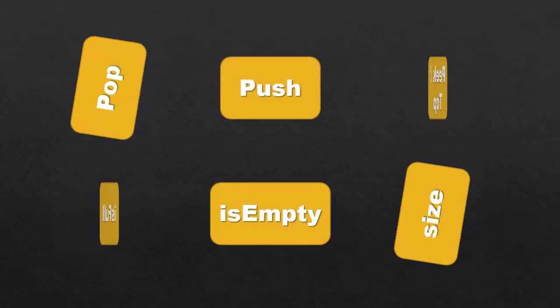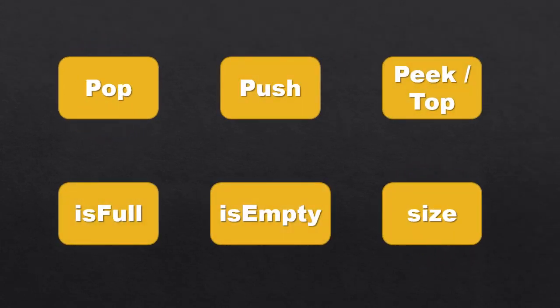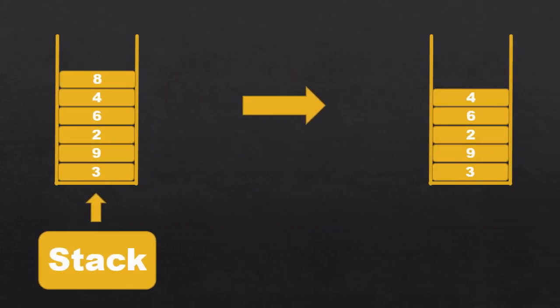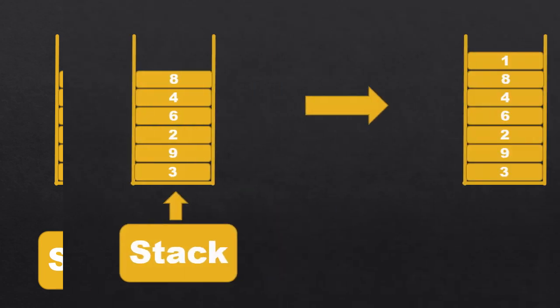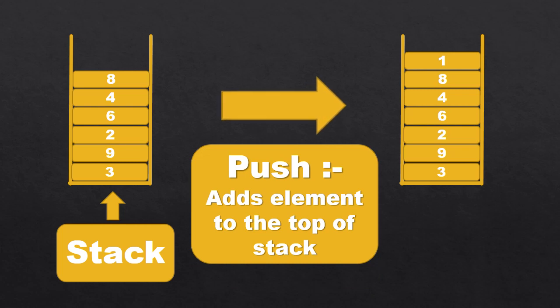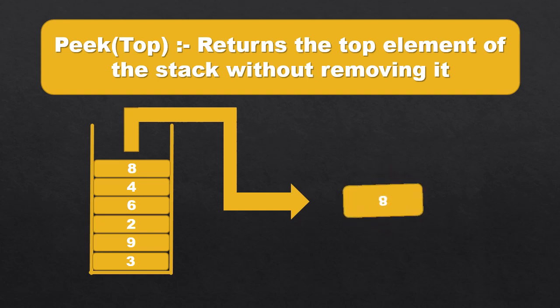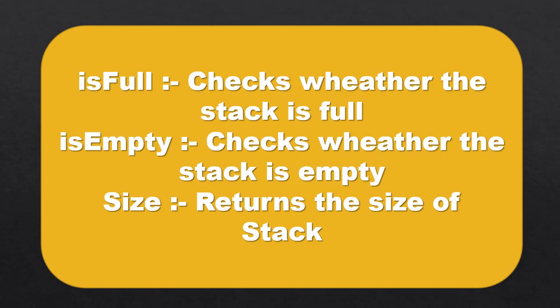This stack data structure supports some basic operations such as pop, push, peek, is full, is empty, and size. The pop function removes the top element from the stack. The push function adds an element to the top of the stack. The peek function returns the top element of the stack without removing it, and this peek function is also known as the top function. The is full function checks whether the stack is full. The is empty function checks whether the stack is empty, and the size function returns the size of the stack.